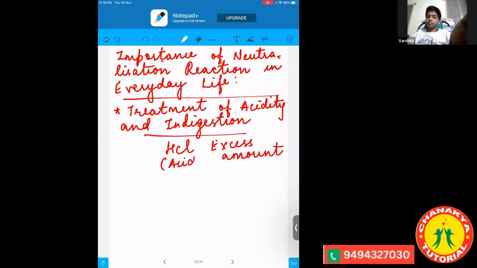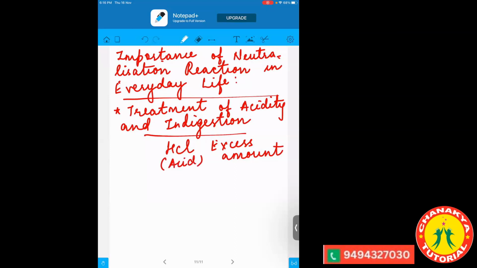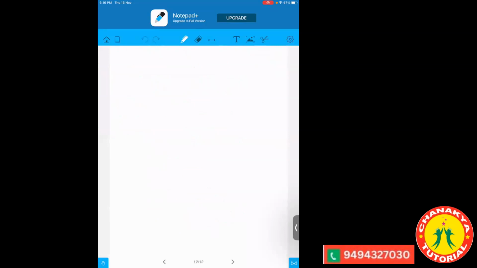Acid, right? So hydrochloric acid is present in excess amount. This causes the acidity and indigestion. So due to the high amount of hydrochloric acid, the acidity will be there and the indigestion will be there. Now how can we treat it?